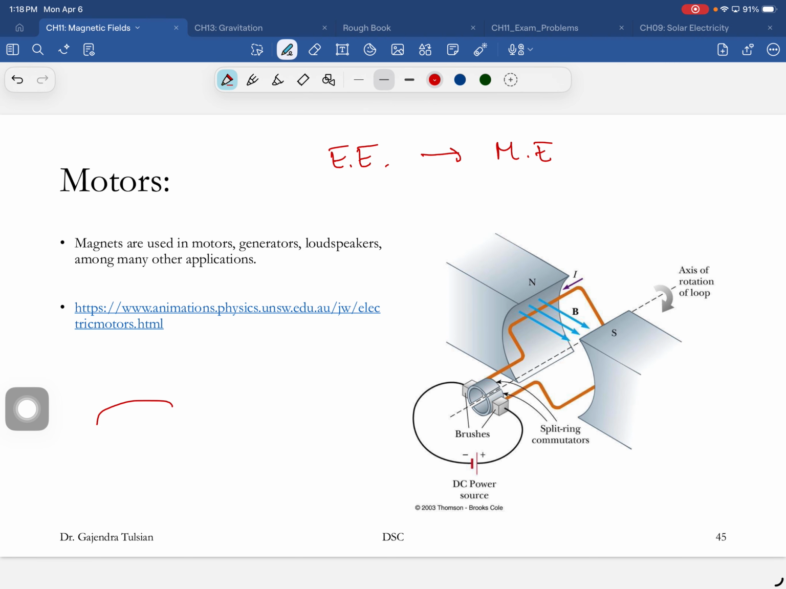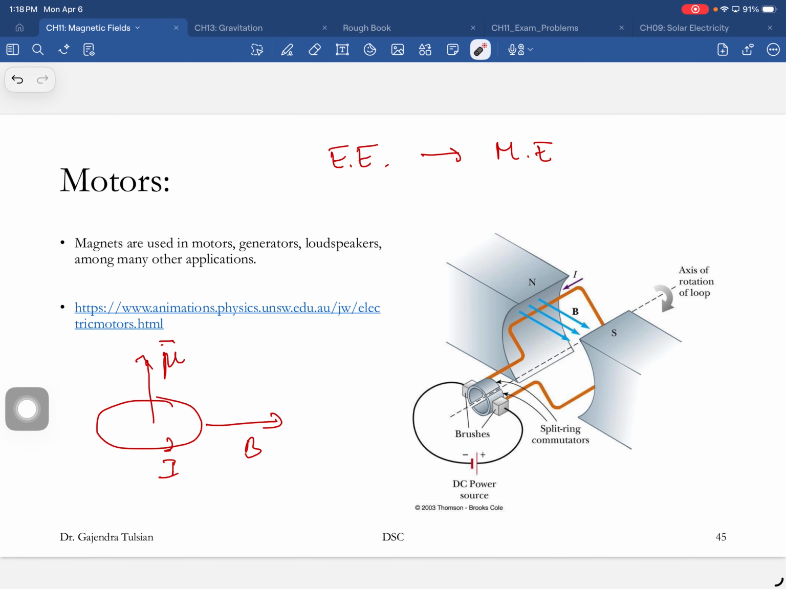So here's the loop. Here's the magnetic moment. And what is the torque doing? It's lining this guy up in that direction. And once this thing lines up like that, once it's lined up like that, then what do you do? So it's lined up like this.